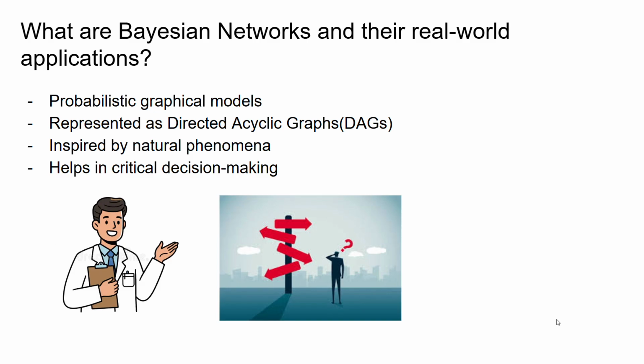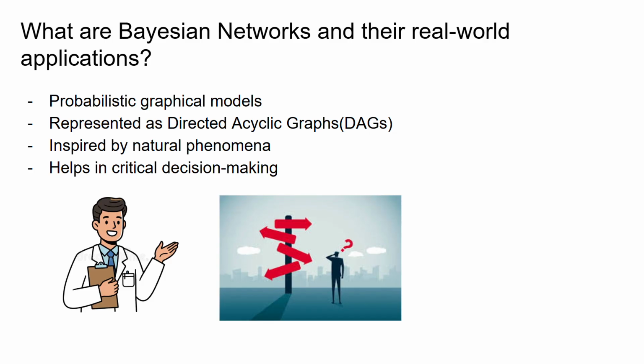Imagine a scenario where a team of doctors are faced with a patient experiencing a range of symptoms that points to multiple possible diseases. How can they accurately diagnose the patient? This is where Bayesian networks come in.